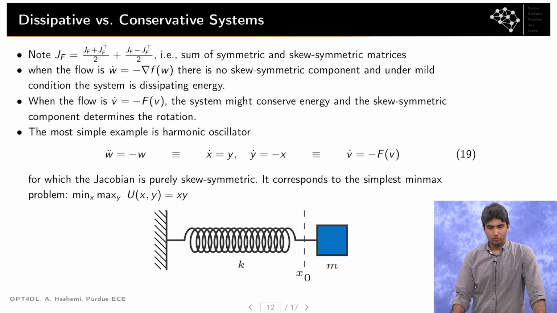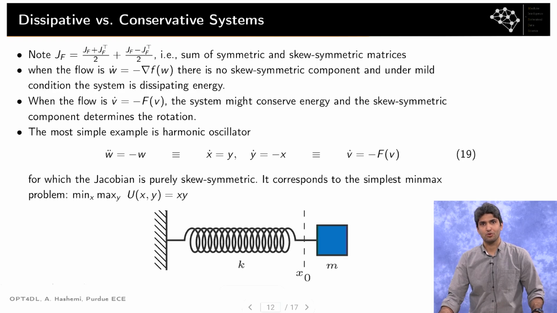So skew-symmetric matrices are again matrices where the diagonal is zero and the eigenvalues are purely imaginary, and we can associate those with rotational movements. Whereas symmetric matrices have real eigenvalues, and we can associate them with basically contraction and expansion. Okay?